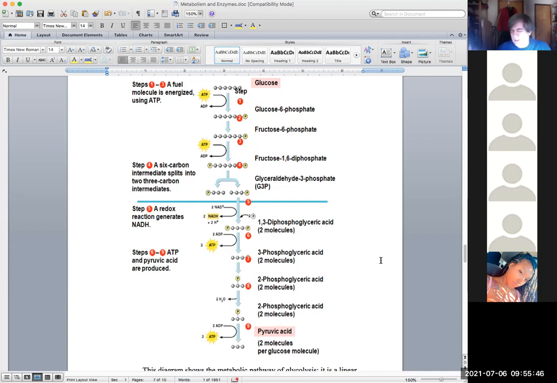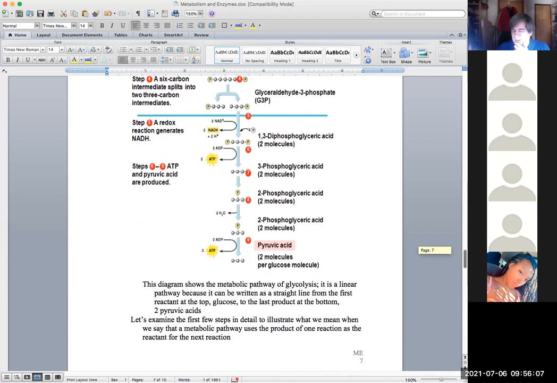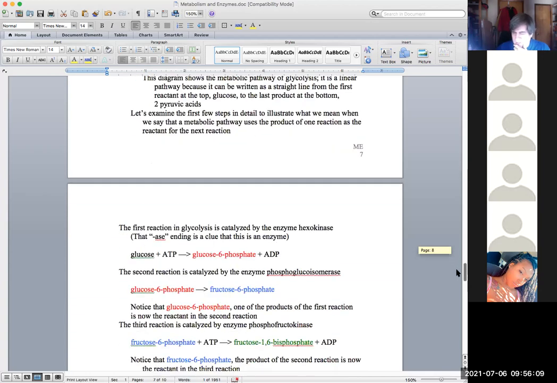We're going to keep doing this until we get all the way down to the bottom, till we get to our pyruvic acid. We're going to make a product, then we're going to use it as a reactant. So this is how our chemical reactions are related to each other in a metabolic pathway. We make a product, and then we use it as a reactant in the next reaction. So we want to keep that in mind.